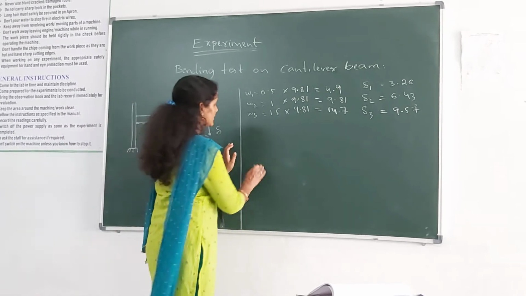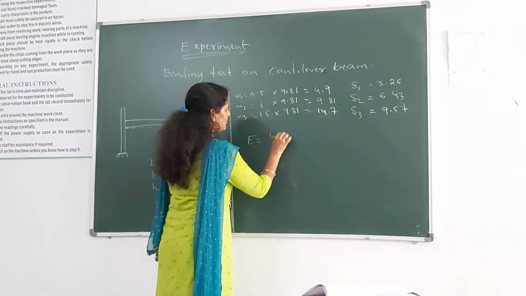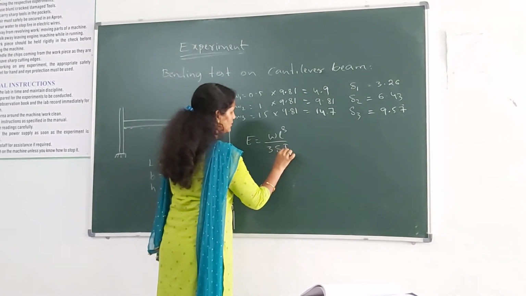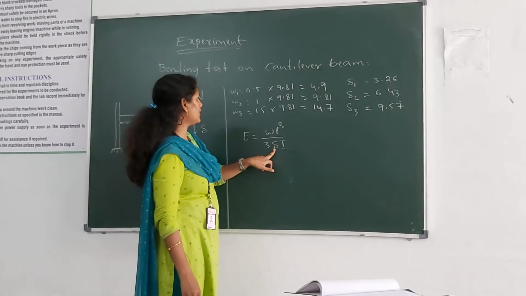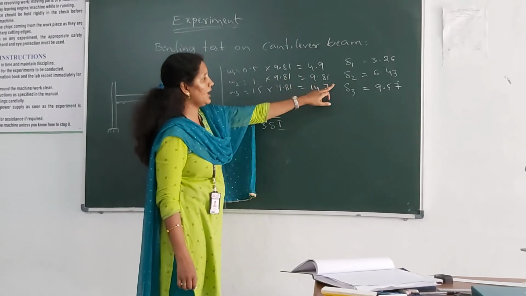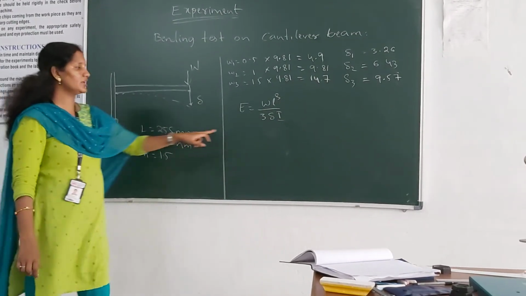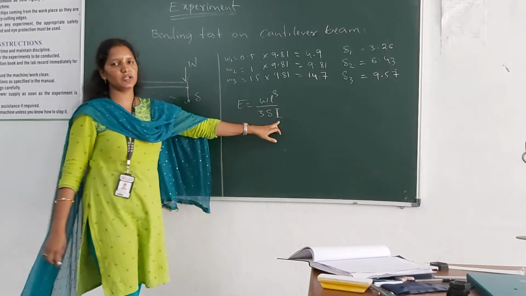For calculating Young's modulus, what is the formula? E is equal to WL cube by 3 delta I. So we have the W value, L value and delta value here. Here we have W and delta, and the length we have here. And the remaining thing we have to determine is the moment of inertia.